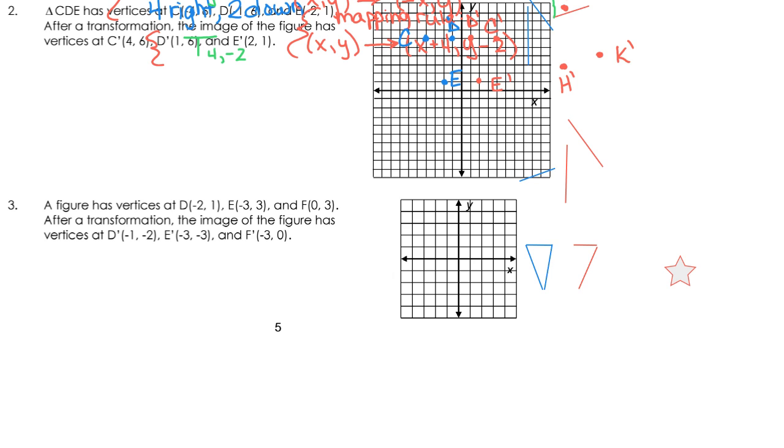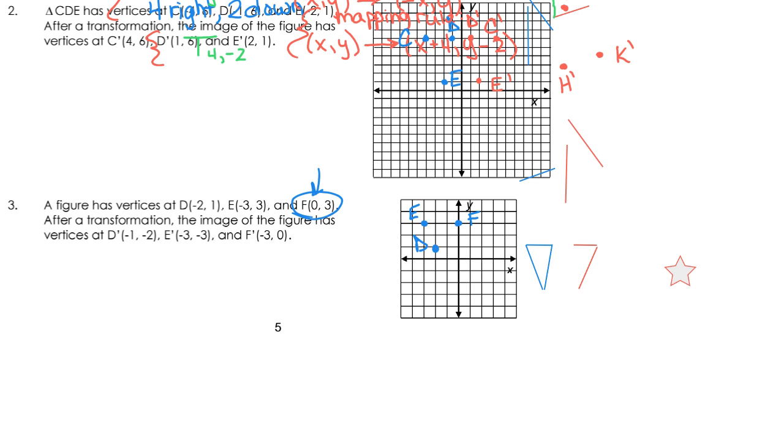Okay, so in number 3, it says a figure has vertices at D, which is at negative 2, 1. Oops, I want to do blue. And E is at negative 3, positive 3. And F is at 0. Be very careful with 0, especially when the 0 is here. I often graph them wrong as well, so I know that you guys do too. So 0 means no left and right, and then 3 means up 3.